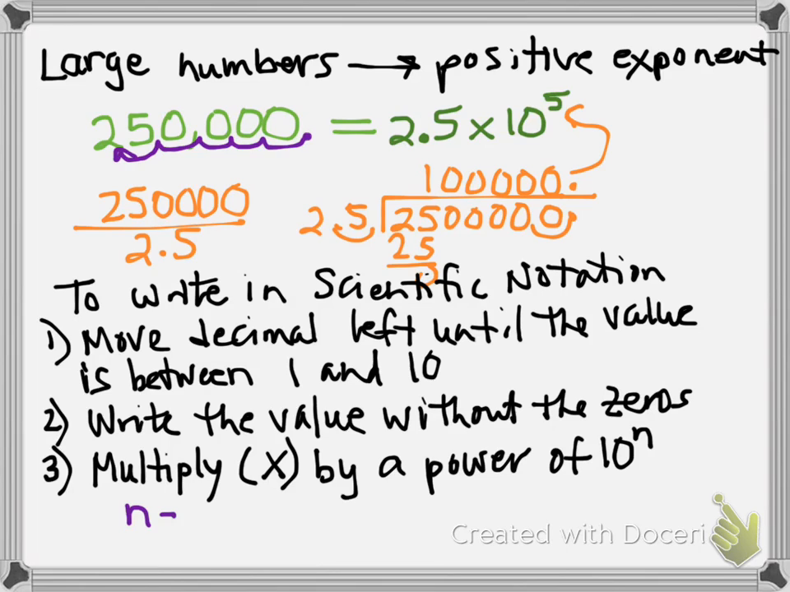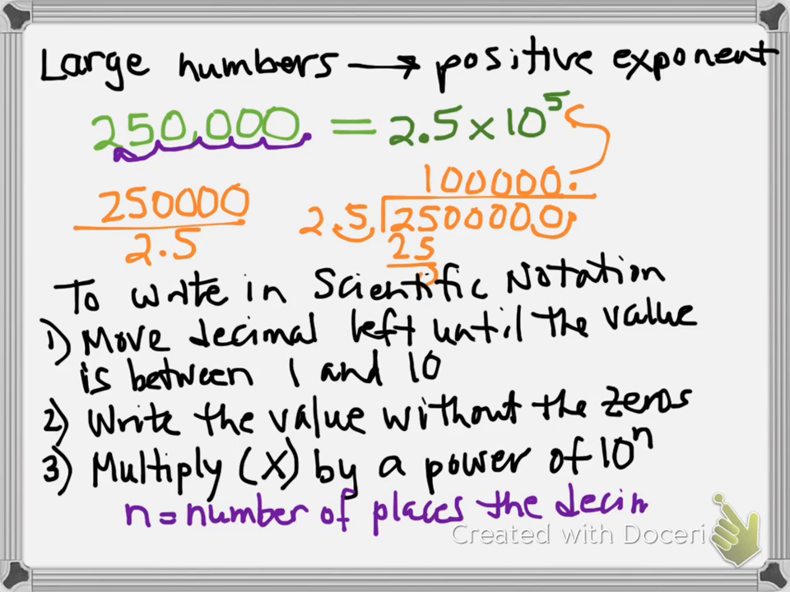N, which is the exponent, is the number of places the decimal moved. Move left, sorry, move left. Okay, so we move the decimal 5 places to the left. That's the 5 that goes in the number as the power number, okay?